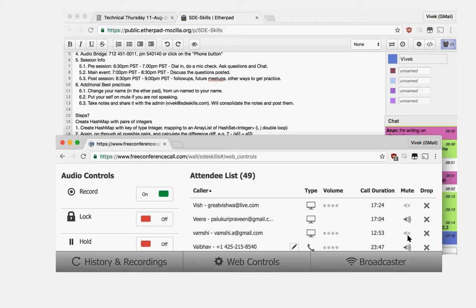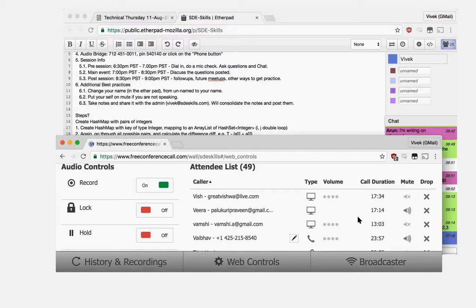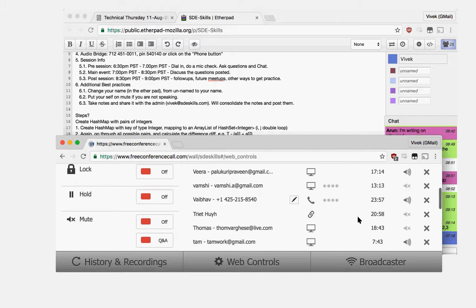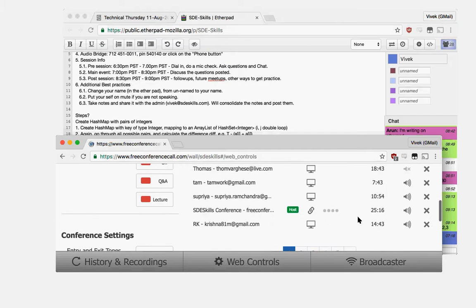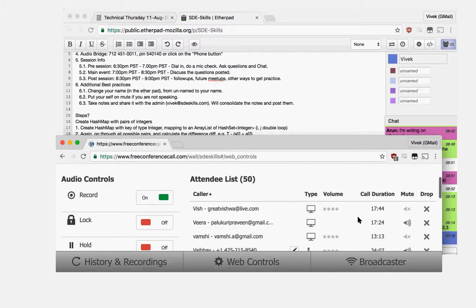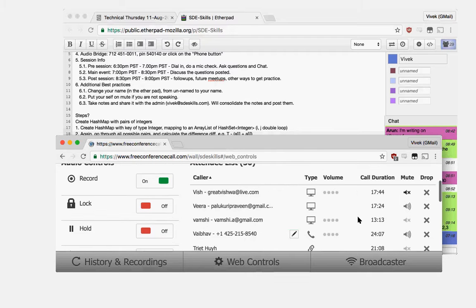Hey, Vishwa, I think I'm not able to unmute you for some reason. It looks like you have muted from your side. Sorry about that. I would recommend that you should be able to unmute yourself, but for some reason I'm not able to unmute you. Yeah, there you go. Now you should be able to speak.